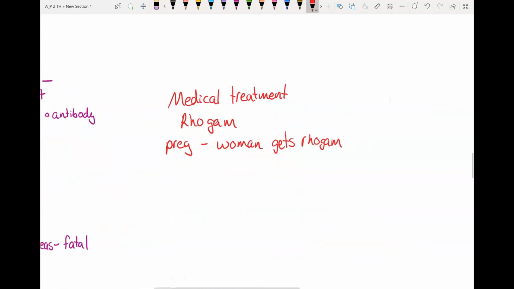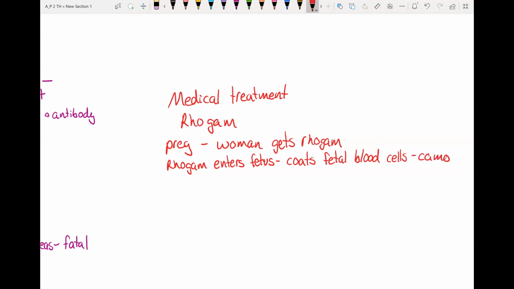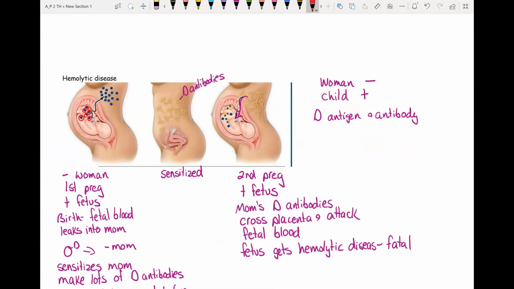So the RhoGAM goes to the fetus. And it coats the fetal blood cells. It's like camouflage. Then when the woman gives birth and that fetal blood enters her body, these cells are camouflaged. They're coated in RhoGAM. Her immune system can't see the D antibodies. It doesn't see the D antigens. It doesn't detect that they are there.